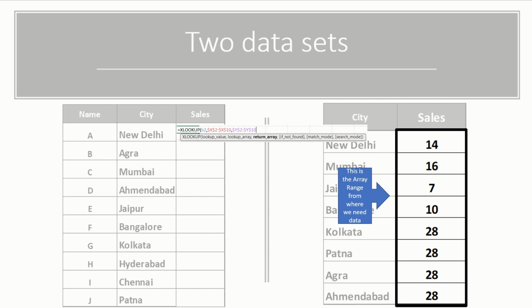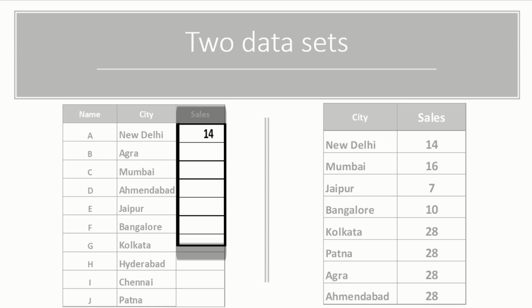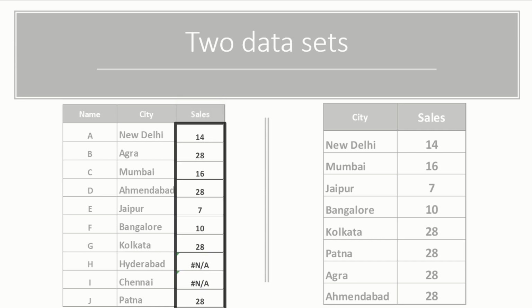Notice that the other arguments here are optional and we don't need them right now. We are going to take a look at them in a second, but the default match mode for Xlookup is to look for an exact match. So we don't need to specify anything else right now. We just press enter and since we are done here, let's just drag the cursor down. These are the sales headquarter wise.